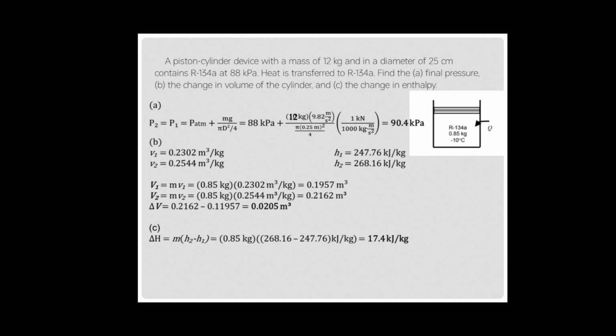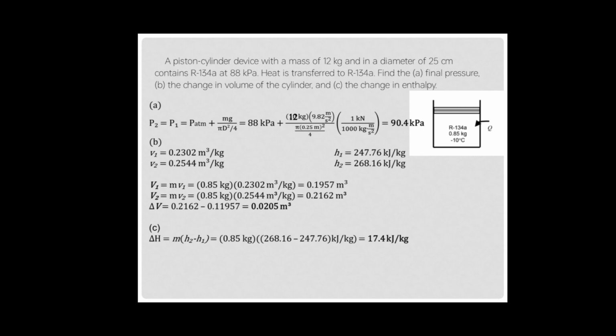Now we're gonna solve some sample problem about pure substances. Now, a piston cylinder device with a mass of 12 kilograms and a diameter of 25 centimeters contains R134A at 88 kilopascal. Heat is transferred to R134A. Now find the final pressure, the change in volume of the cylinder, and the change in enthalpy.